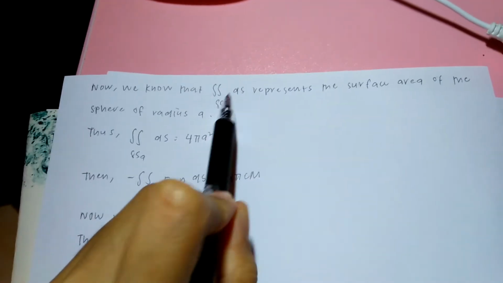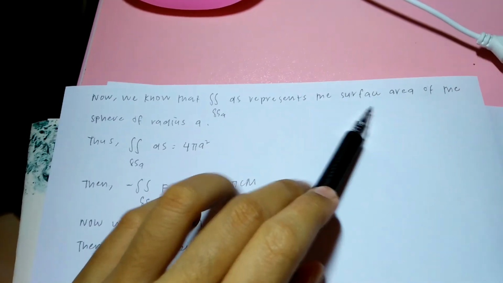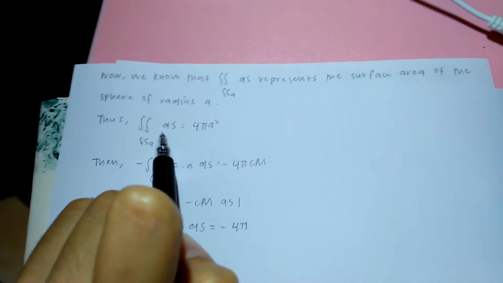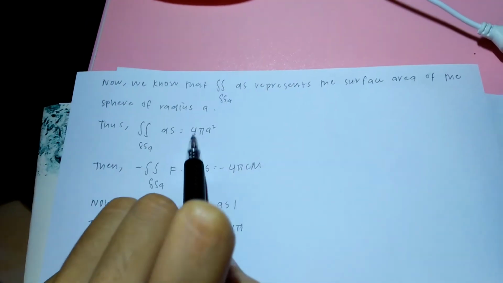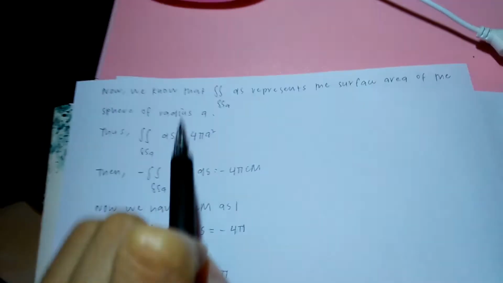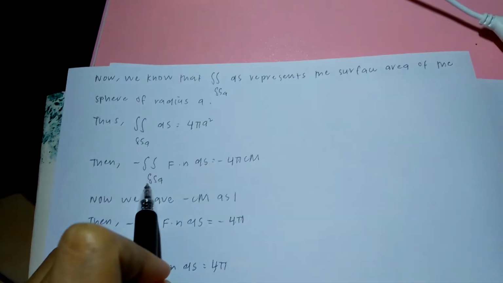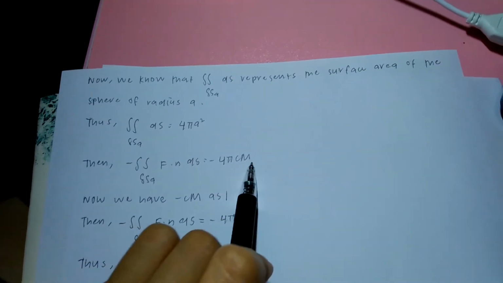So next, we know that double integral ds in surface delta SA represents the surface area of the sphere with radius a. So double integral ds is equals to 4 pi a square. Then minus double integral delta SA fn ds is equals to minus 4 cm.